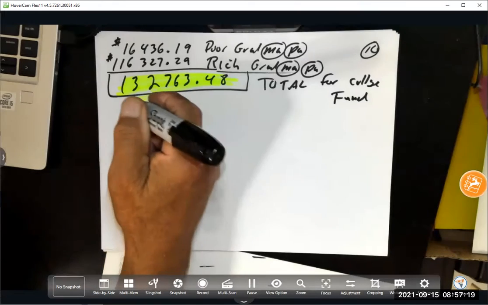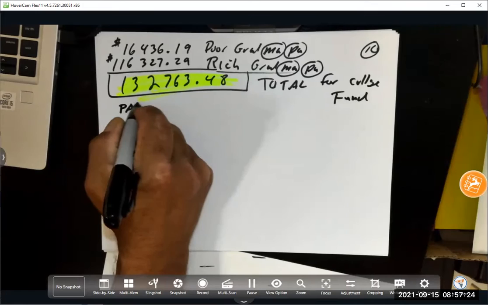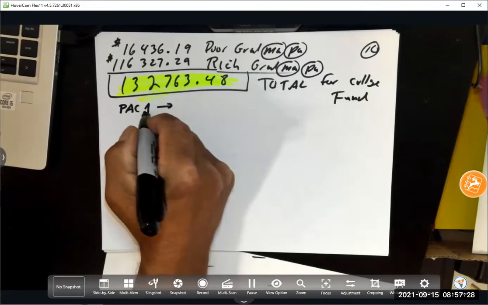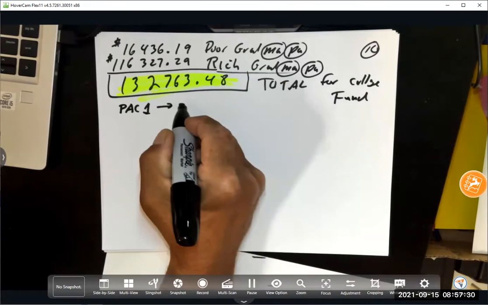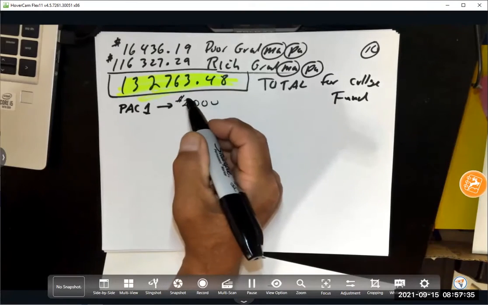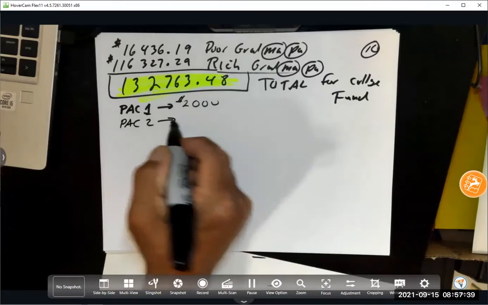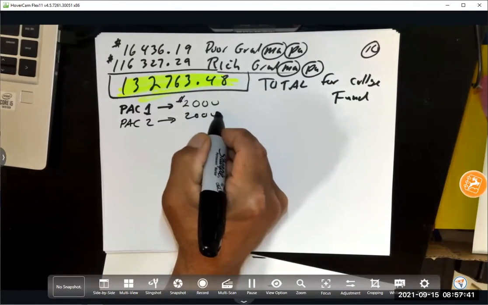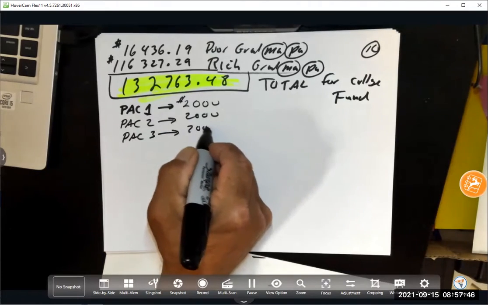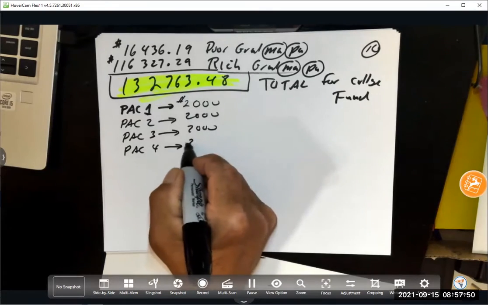All right, let's do it this way. If you go to college for one semester, the fall, I'm just gonna guess it's probably like $2,000 for tuition and fees at Palo Alto. If you go again second semester, it's gonna be another $2,000. Third semester, another $2,000. And the fourth semester, another $2,000.